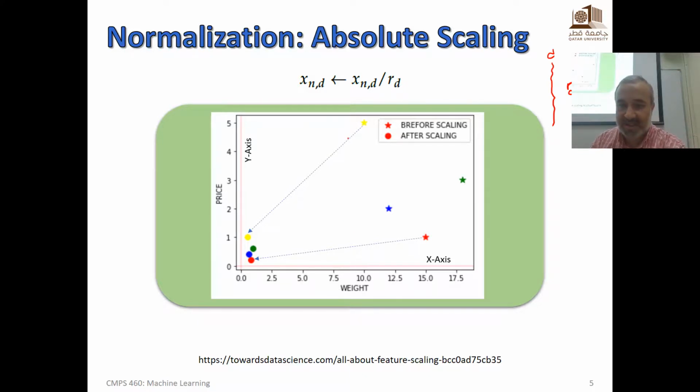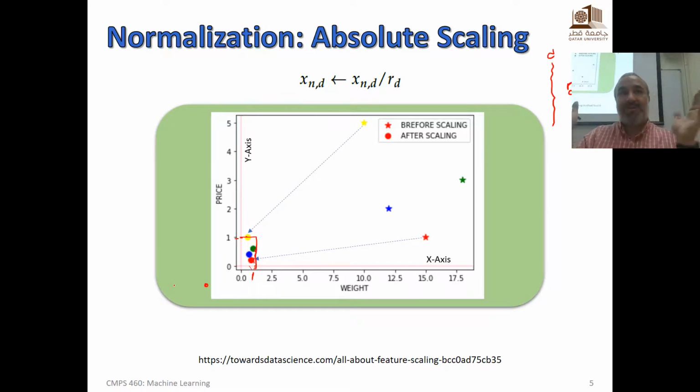So if you look at the example here, if we do that for all features, which we have 2 here, then the maximum value for the weight will be 1. So this is corresponding to 1 here. And the maximum value for the price, the second dimension, is 1. As you see, all the values now are between 0 and 1. That's because they are originally positive. But if you have negative values, it will still be negative. But at least the maximum value will be 1.